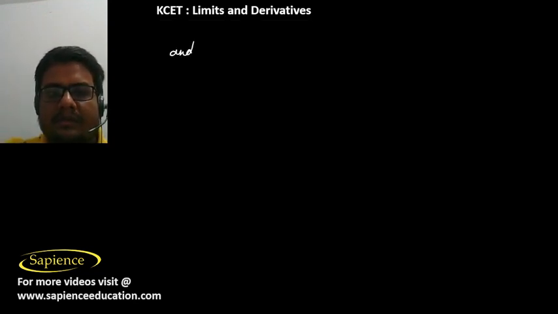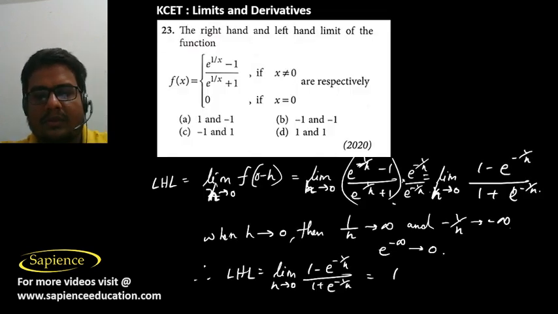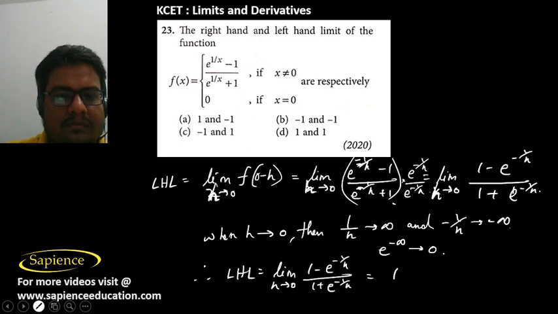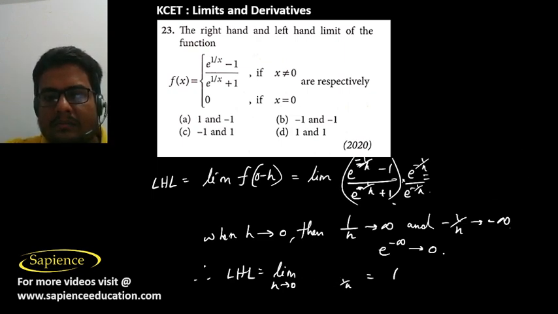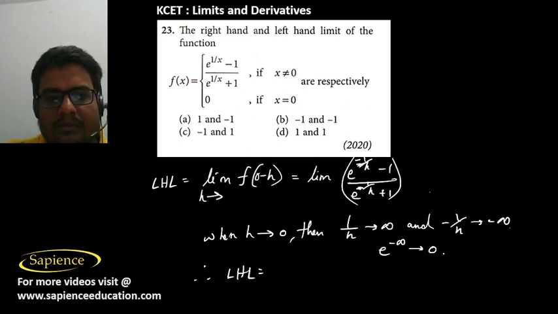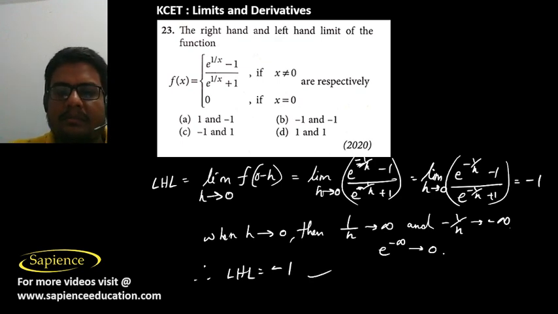And the right hand limit, that we find, right hand limit of the function at x equal to 0, that will be limit h tends to 0 f of 0 plus h. So that will be limit h tends to 0 e power 1 by h. Actually this is minus h, so this minus h we have to write. Sorry, this is wrong. It will be minus h, h tends to 0, so this will be limit h tends to 0 e power minus 1 by h minus 1 by e power minus 1 by h plus 1. So this will become 0, so this is minus 1. So left hand limit is minus 1.